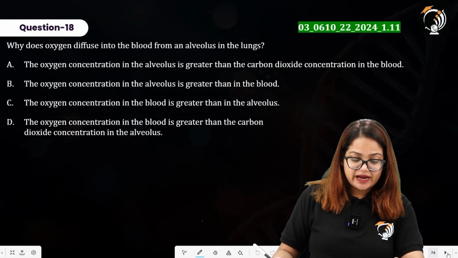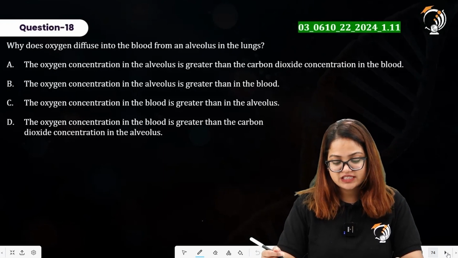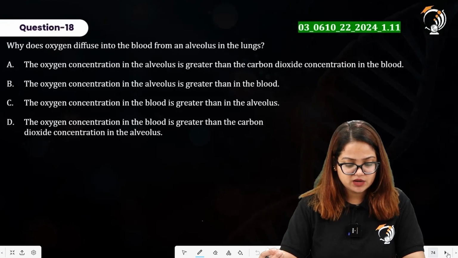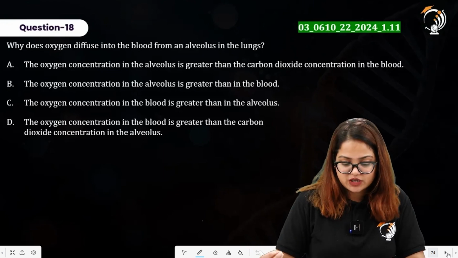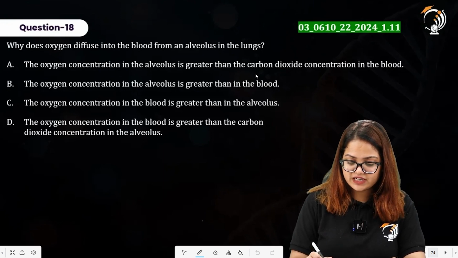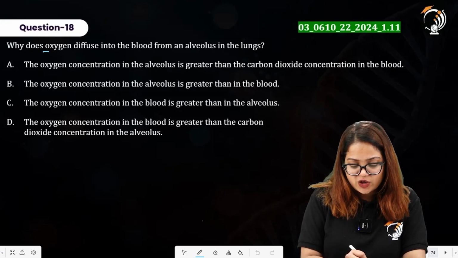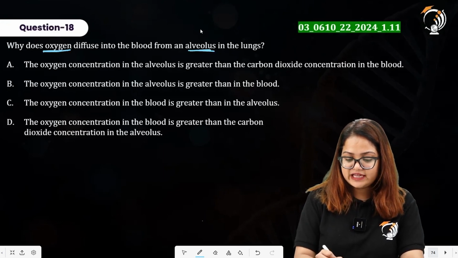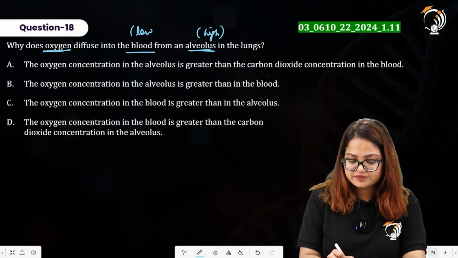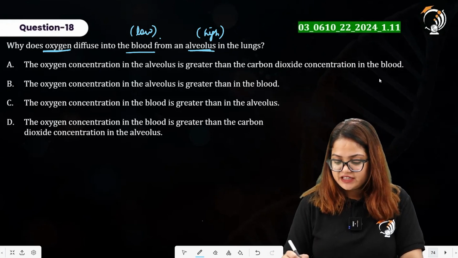Question number 18 says, why does oxygen diffuse into the blood from an alveolus in the lungs? Due to the presence of a concentration gradient, the oxygen molecules diffuse across the surfaces. The oxygen concentration in the alveolus is greater. So the question is saying, why does oxygen diffuse into the blood? So the oxygen must be high in alveoli and low in blood. Oxygen concentration in the alveolus is greater than the carbon dioxide.